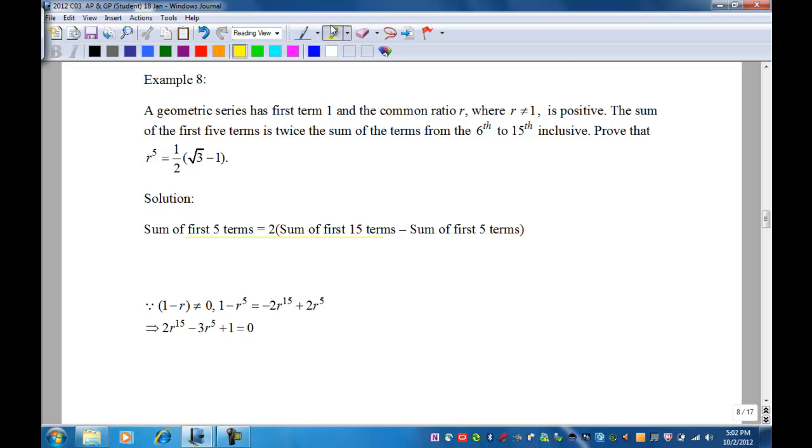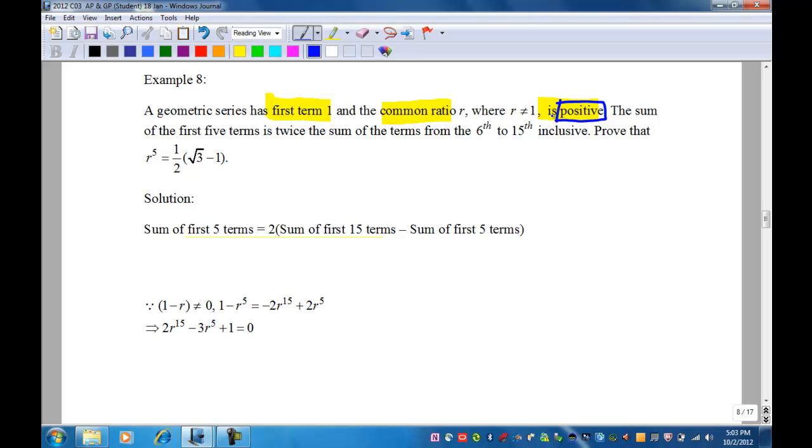In example 8, we are given that a geometric series has first term 1 and a common ratio r that is positive. Here we have to pay attention to this condition of r being positive, because later on we will probably need it to eliminate any inappropriate values of r again.